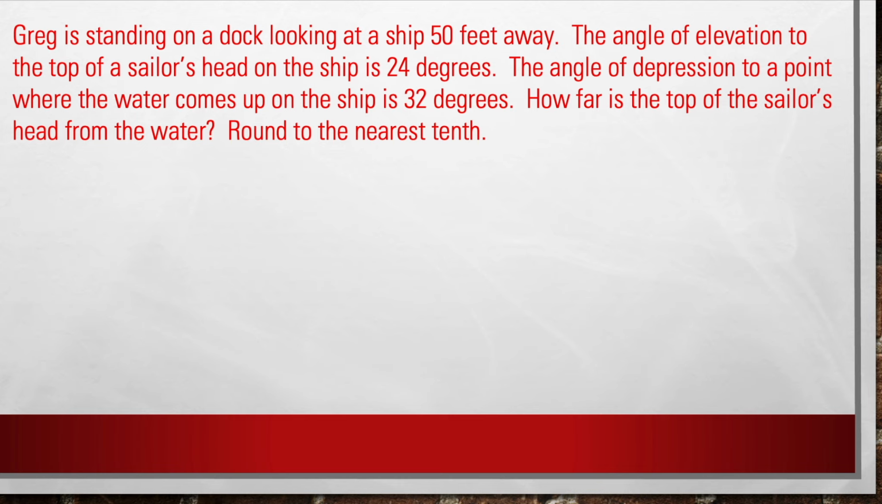And the last type of word problem we're going to see is probably the toughest, and this is just putting two triangles together. So in this case, Greg is standing on a dock looking at a ship 50 feet away. The angle of elevation to the top of a sailor's head is 24 degrees, and the angle of depression to a point where the water comes up on the ship is 32 degrees. How far is the top of the sailor's head from the water? Round to the nearest tenth.